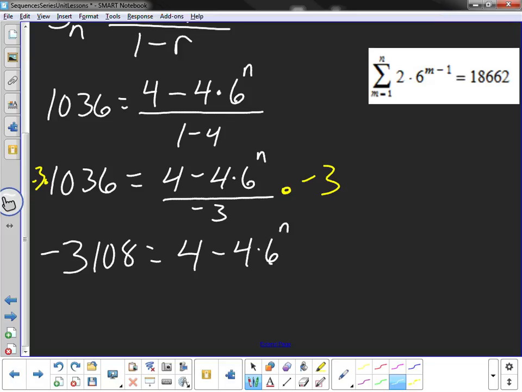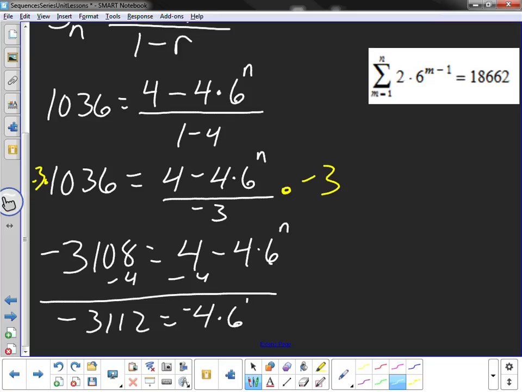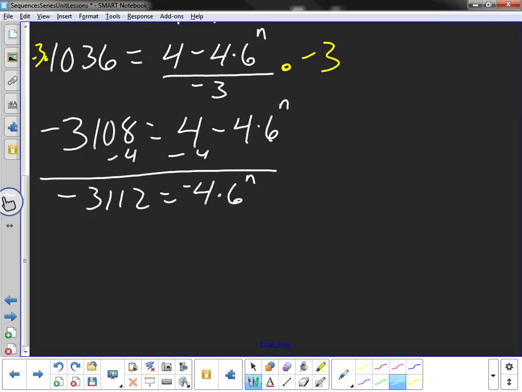Now, I get my calculator and I say, what do I do from here? Well, I got to get rid of the first 4, so I'm going to subtract 4. So a negative 5,184 equals a negative 4 times 6 to the nth power. And now I'm going to get rid of that 4 by dividing by a negative 4. So I get negative 5,184 divided by negative 4. I get 1,296 is 6 to some power.